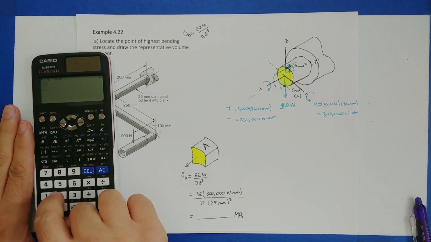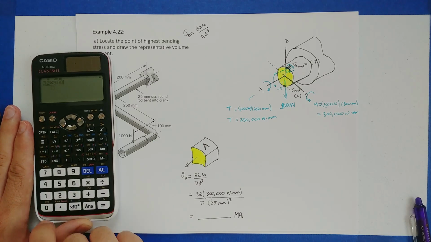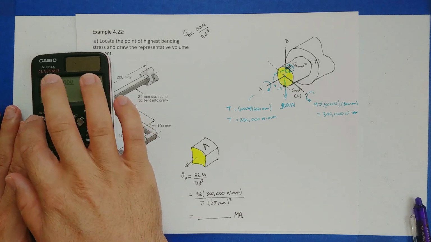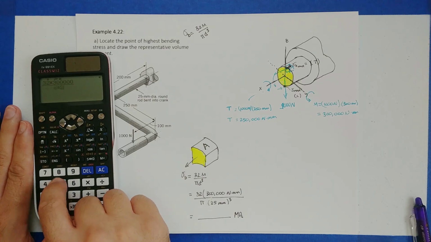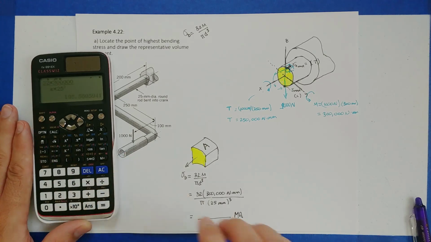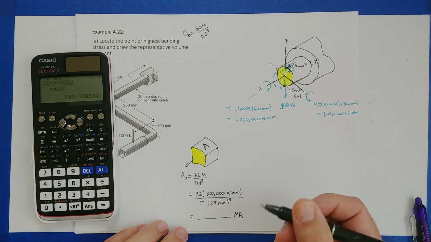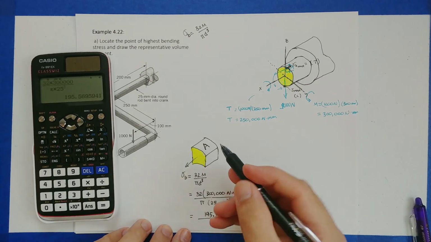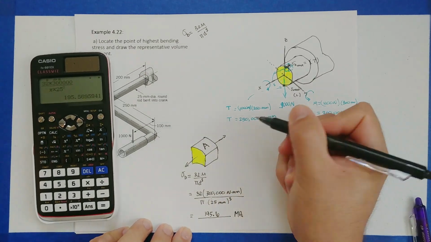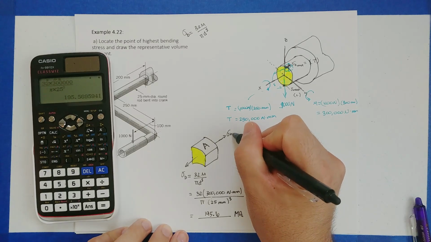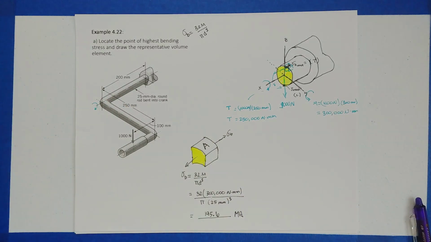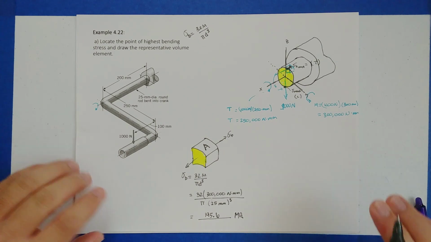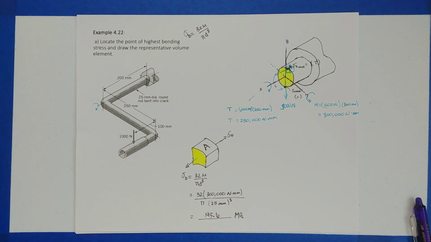So if we plug this in the calculator, here we go. 32 times 300,000, divided by pi times the diameter, which is 25 cubed. And we get 195.56. I'm going to call this 195.6 megapascals. That's the bending stress that we have here, sigma b. So we have a representative volume element, we have a stress. Are we done? And the answer is not quite, because we have other types of loading, right?